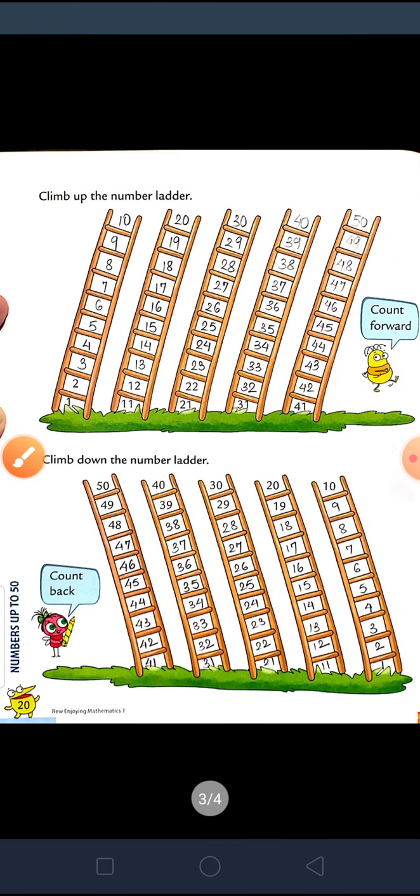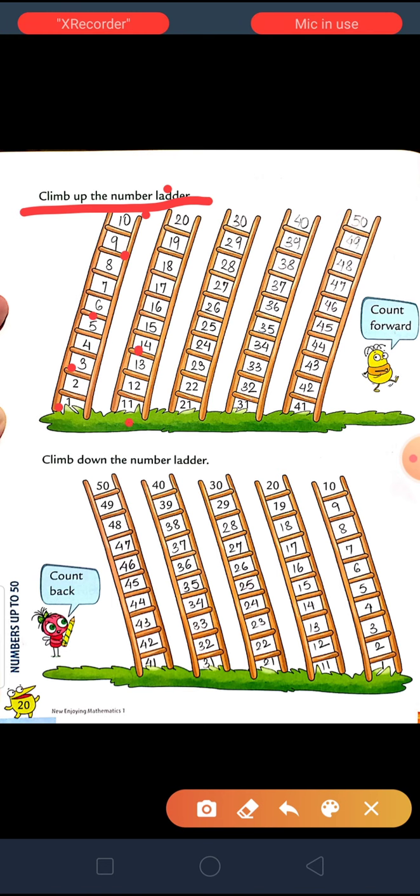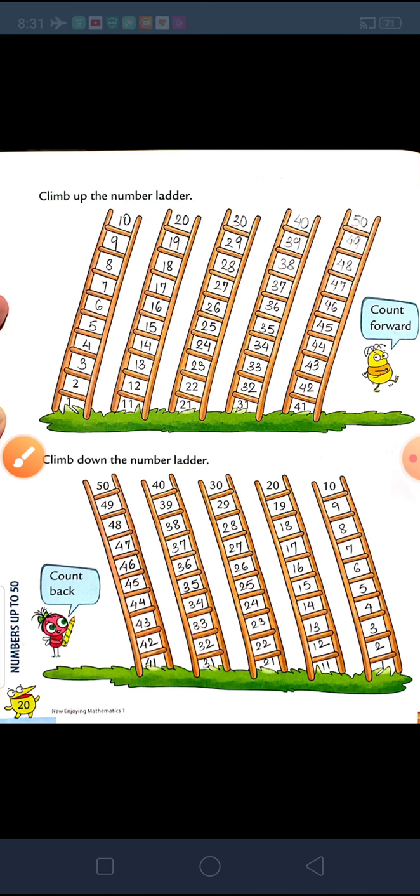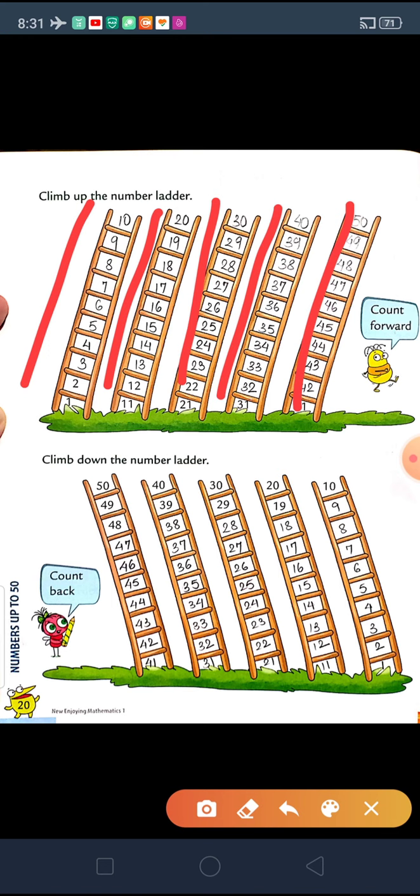Now next page, what they have asked us to do, climb up the number ladder. Now this is very easy. How you count forward from 1 2 3 4 5 6 7 8 9 10, like that number goes on. So we have to climb the ladder until we complete the total ladder. So how many ladders are there? We will count. See, 1 2 3 4 5.